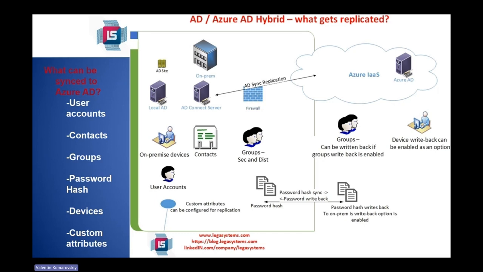And why that matters is because if you have users who don't often log on to an on-prem device, it's difficult for them to change their password. And if you have users logging onto on-prem AD and Azure AD at the same time, and they change their password in one, you want that password to synchronize to the other so that there is no conflict of passwords causing their accounts to get locked out.